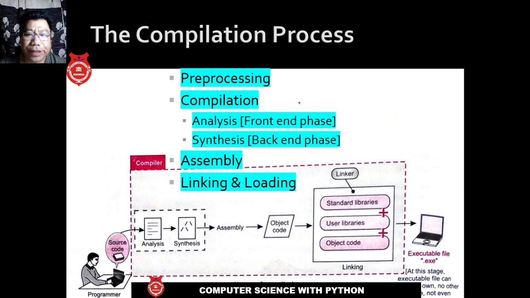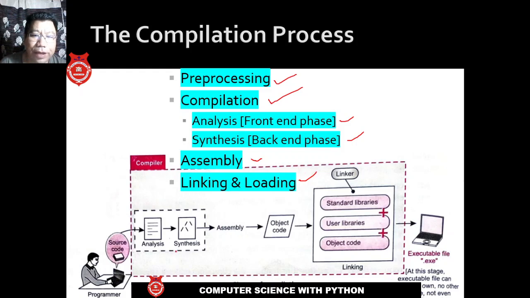All right, let's go to the next slide. First of all, we need to study the compilation process. As in the previous slide, I told you that there are two types of translator. The first one is the compiler and the second one is the interpreter. We are going to study first what the compiler is. In the compilation process, we have the preprocessor. After that, we have the compilation, and after that we have the analysis and the synthesis. After that, the assembly part, then linking and loading, and the next will be execution.